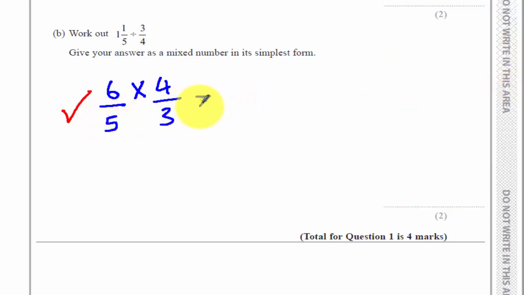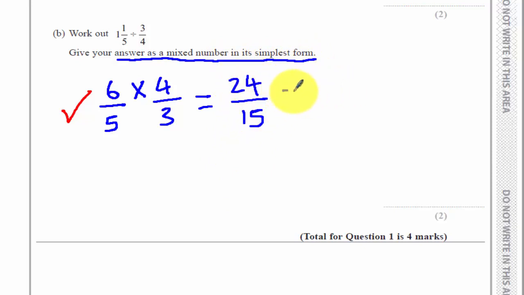To get the second mark, 6 times 4 is 24. 5 times 3 is 15. I don't have the second mark yet, but if you had done all that in your head, which I don't advise, and put 24 over 15, you would now have the first mark. To get the second mark, it says give your answer as a mixed number in its simplest form. Anything equivalent to 24 over 15, so if I divide by 3, that would be 8 over 5.